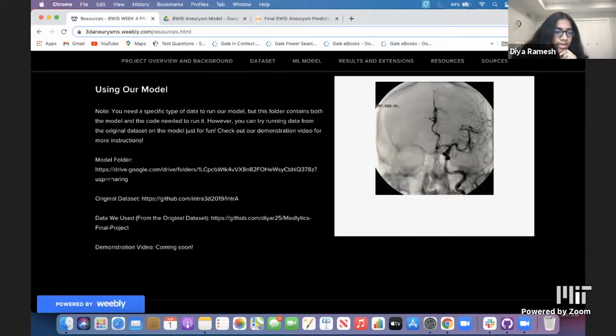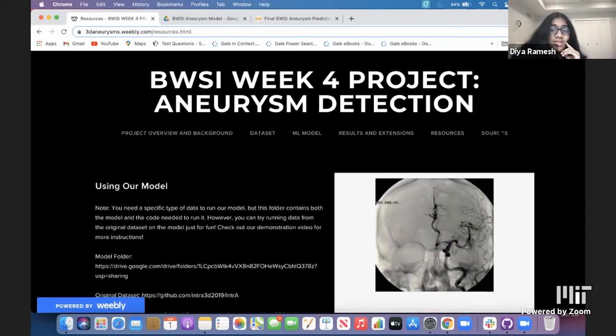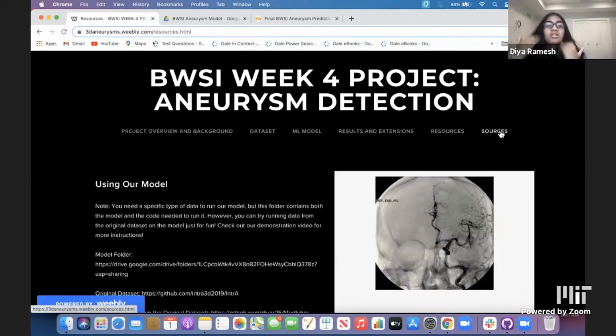Also on this resources tab is a link to the original data set. The portions of the original data set we used are in our own separate GitHub repository. And we will link a demonstration video that has the same presentation we just gave you and the demo of how to use our model. This is our sources tab if you're interested in learning a little bit more. If you have any questions, please let us know, and thank you for listening.